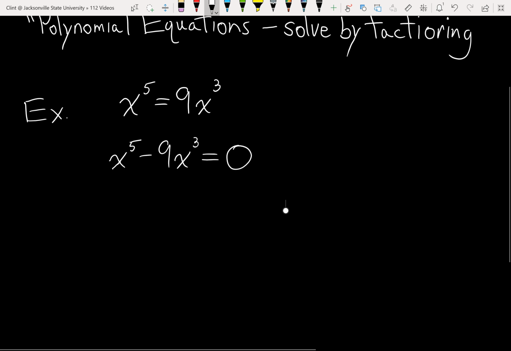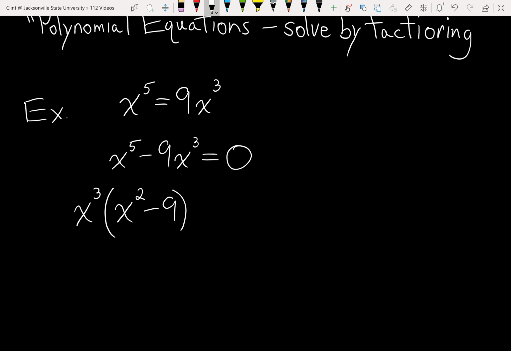So really here, the first thing we always need to be looking for when we're factoring is to see if we have something in common. Here I see we have a common factor of x to the 3rd in both of these. So if we factor that out, x to the 3rd times x squared would give us x to the 5th, and x to the 3rd times negative 9 would give us negative 9x to the 3rd.